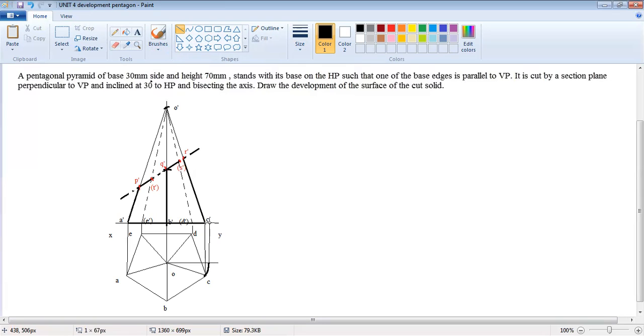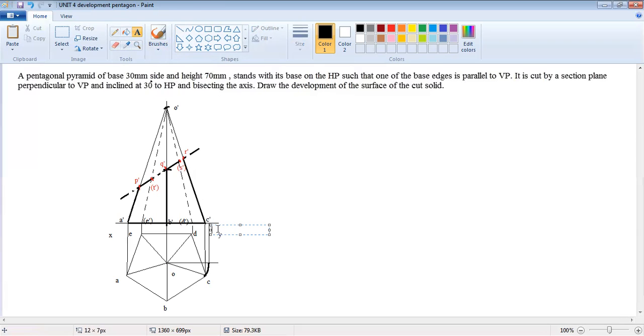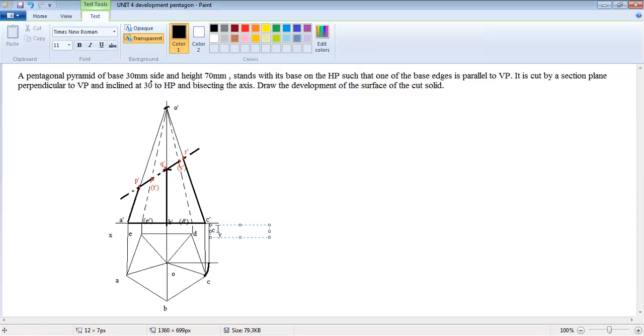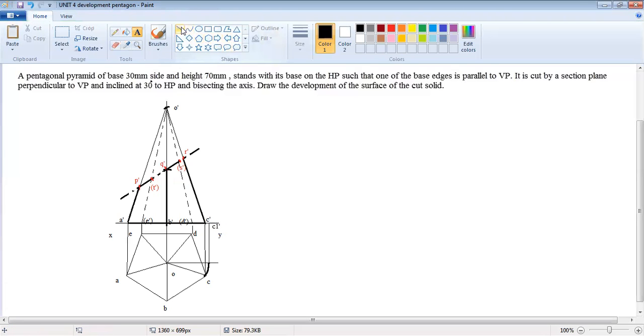So in this problem, we don't have any horizontal line like this. So we can convert any edge to the horizontal line, and that line we have to take as the slant edge. So we are taking the C to here, and this one is C1 dash. For our convenience, we take this point as C1 dash. So connect this point to the vertex. So this is our slant edge that we are going to take for the development of surface.